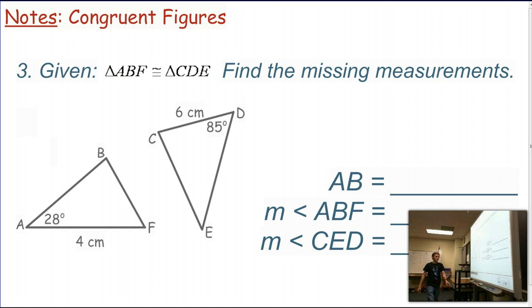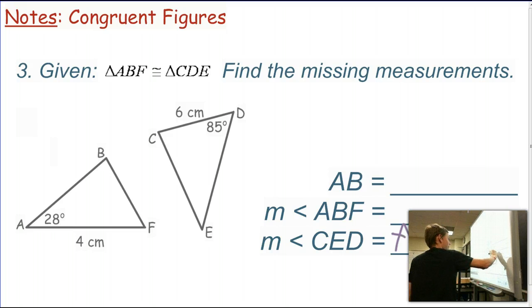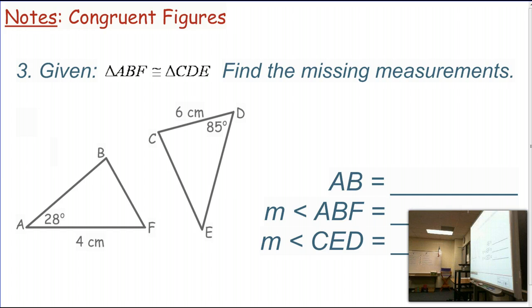Shane. Oh, wait. The measure of angle C, the measure? That's what that M stands for. There's an equal sign, not a congruent sign. The M always means measure, guys. Looking for a number. M stands for measure.